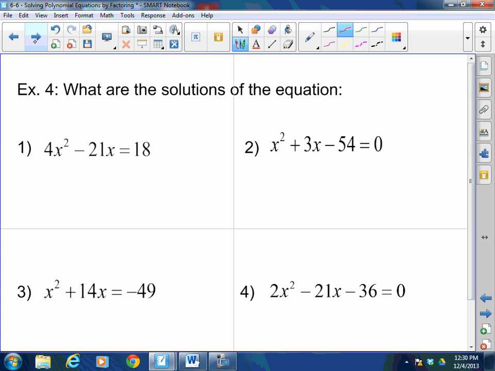Now, whoa, wait a second. What's going on here? That's not a trinomial. So what? The first thing I always want to do when I'm trying to find these x-intercepts, don't I have to make y 0? Because is that the definition of x-intercepts? So how do I make this a 0?